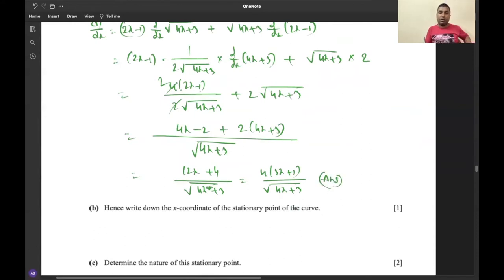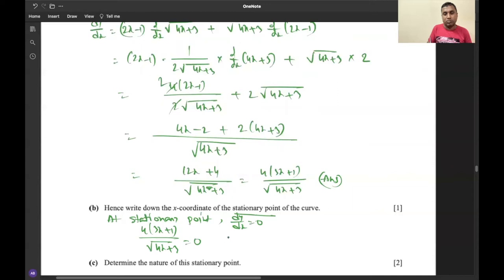Now, hence write the coordinates of the stationary point of the curve. It's very easy. We know that at a stationary point, dy dx equals 0. So we can write here, this is the dy dx result. So we can write here 4 times 3x plus 1 root over 4x plus 3 equals 0. So therefore x equals minus 1 by 3.